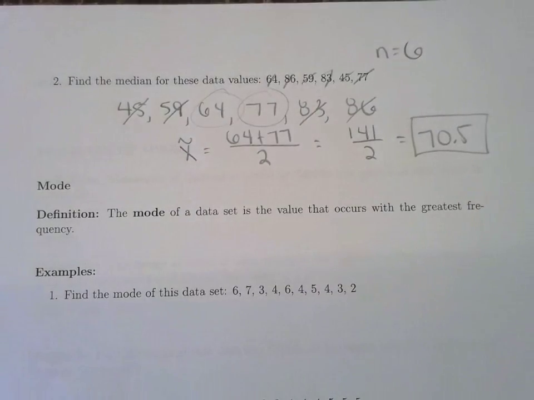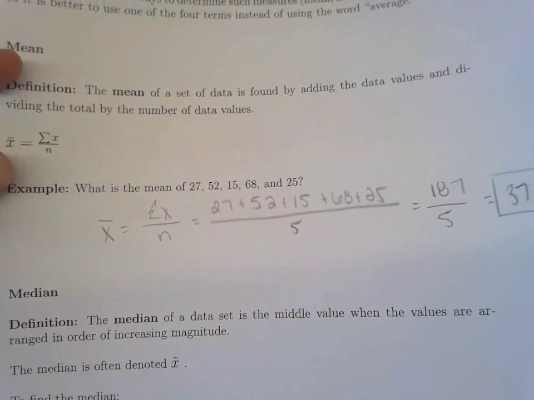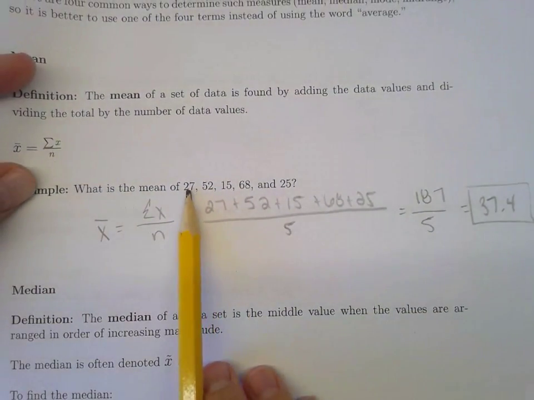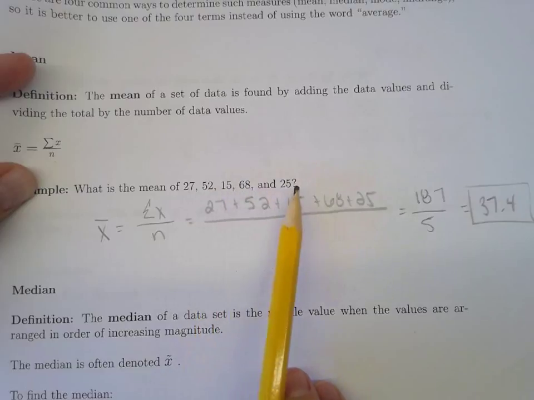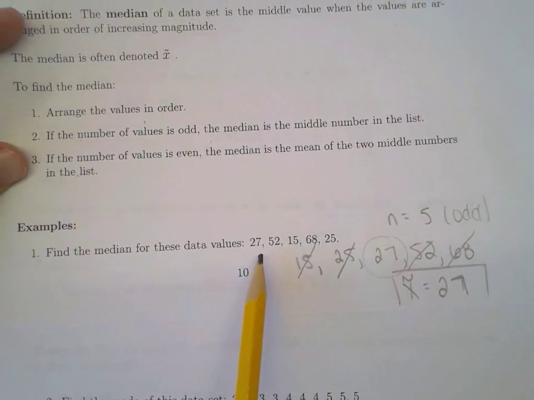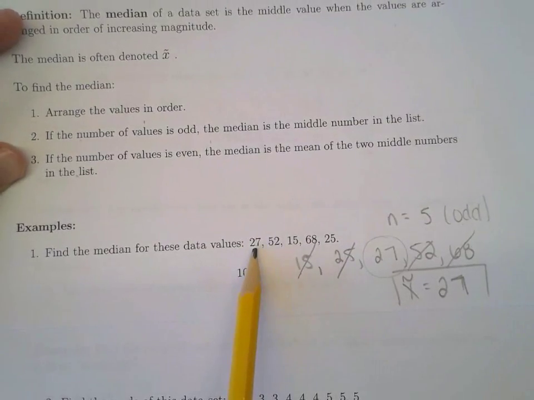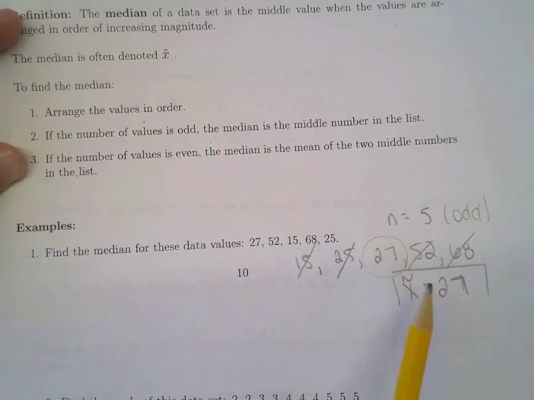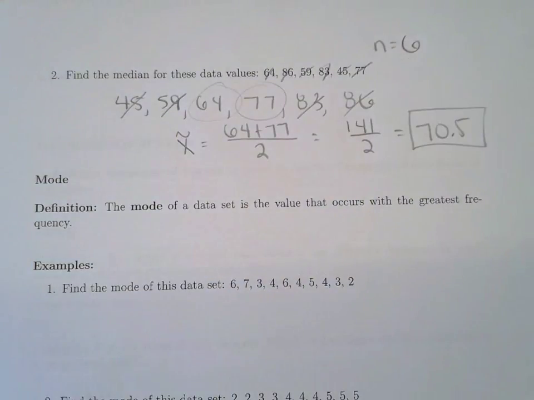I want to go back to page 10 quickly. We found here the mean of this data set, 27, 52, 15, 68, and 25, was 37.4. Okay, the median of the same data set, 27, 52, 15, 68, and 25, is 27. Okay, those numbers are way different, but they still represent centers of data. One is the mean, one is the median. They're almost 10 off, but they still are important. Each one of those are.